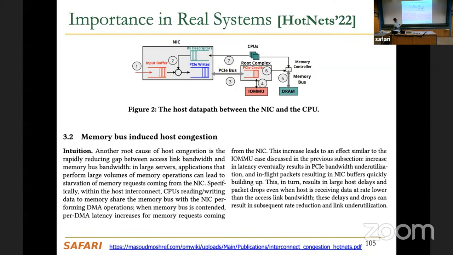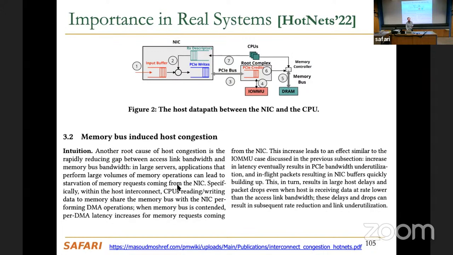If you read this more, I think there's a section that talks about memory bus-induced host contention. They write it nicely. Another root cause of host congestion is the rapidly reducing gap between access link bandwidth and memory bus bandwidth. In large servers, applications that perform large volumes of memory operations can lead to starvation of memory requests coming from the NIC, the network interface controller.